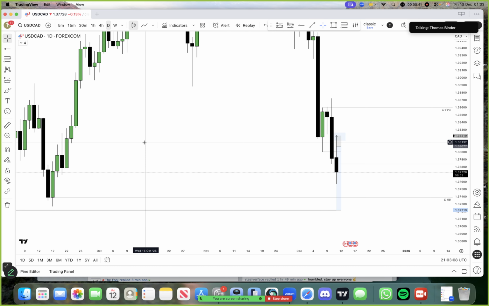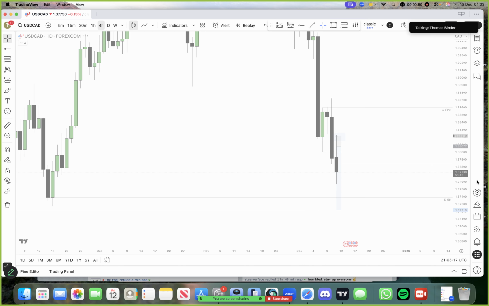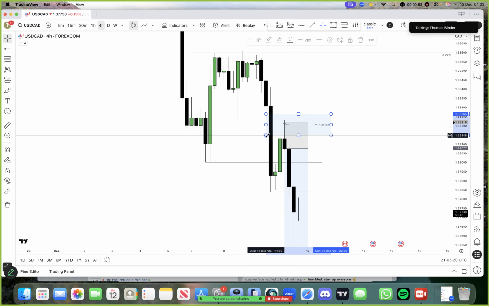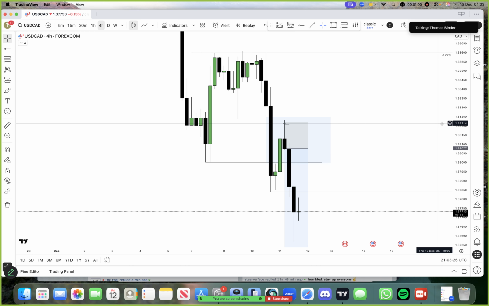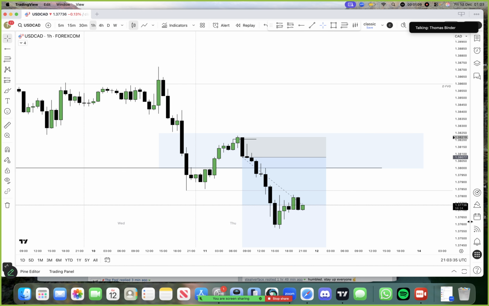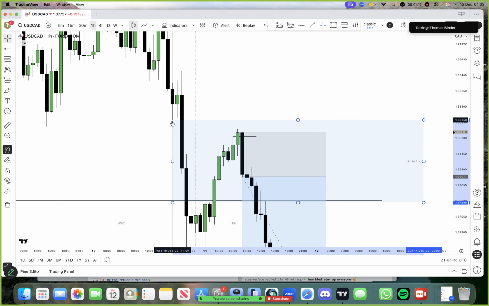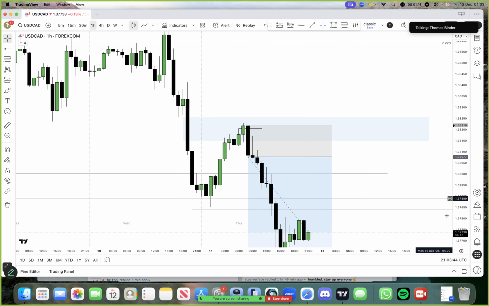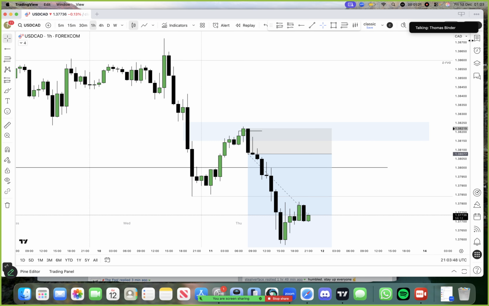So on the daily, we had this daily order block after touching the daily fair value gap. On the 4 hour, like I mentioned, we had this big 4 hour fair value gap that I wanted to see form, and it did, which is super nice. And like I mentioned in the stream last night, on the hourly we traded up into the 1 hour fair value gap. So even before looking for an entry, we can clearly see that we are bearish on USDCAD.